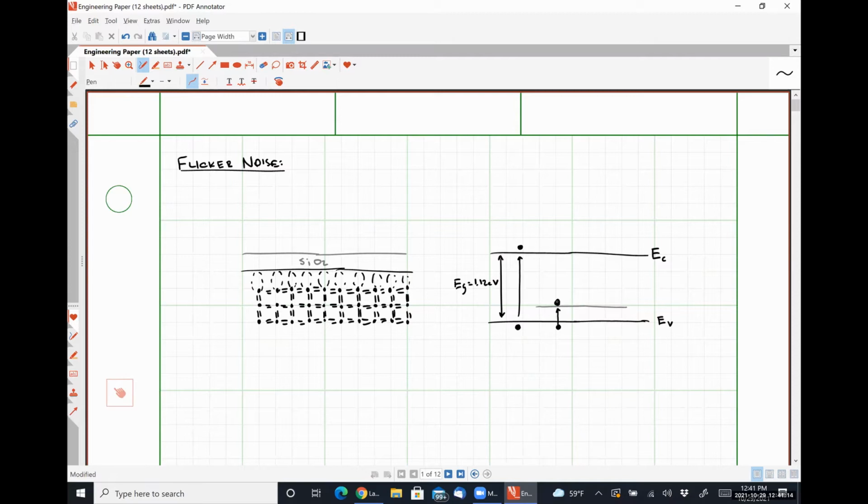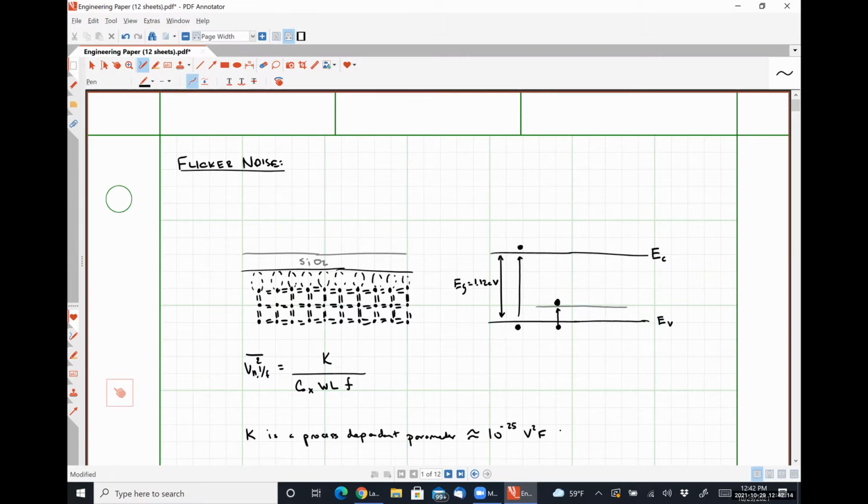The noise voltage spectral density, Vn squared, 1 over F, sorry, I didn't mean to put that bar right there. For flicker noise is K divided by Cox W times L times F, the frequency. Okay, where K is a process dependent parameter, usually on the order of 10 to the negative 25 volt squared farads.